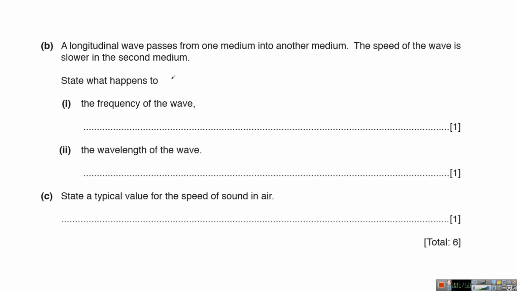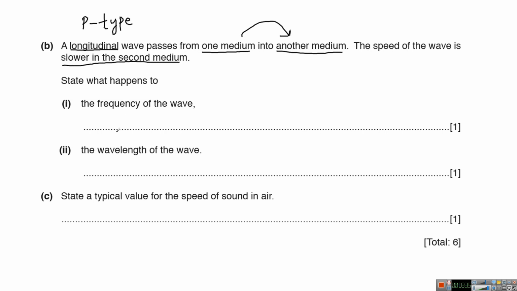Okay, descriptive questions. Again, over here, a longitudinal wave. Now remember, it's a longitudinal wave, right? A longitudinal wave, which we also call P-type waves or parallel waves, in which the wave is propagating forward, and the particles are also moving parallel back and forth. The direction is the same as that of the direction of the wave. Going from one medium to another medium, since the medium is changing, the speed of the wave is slower in the second medium.